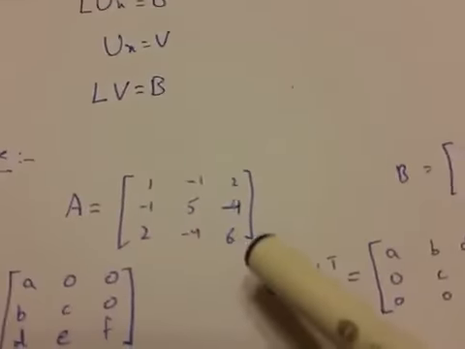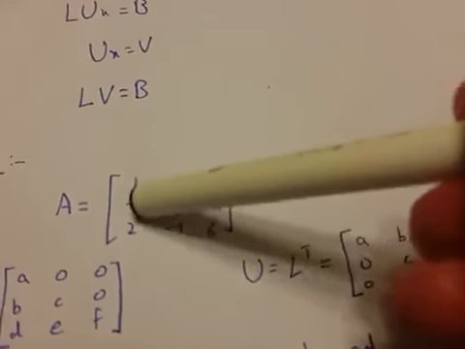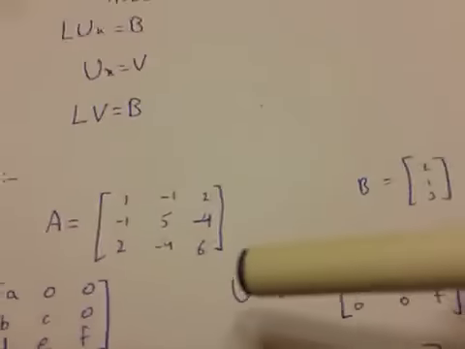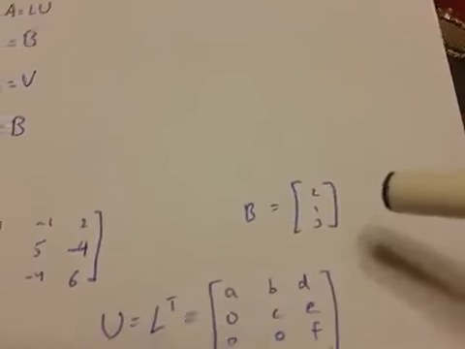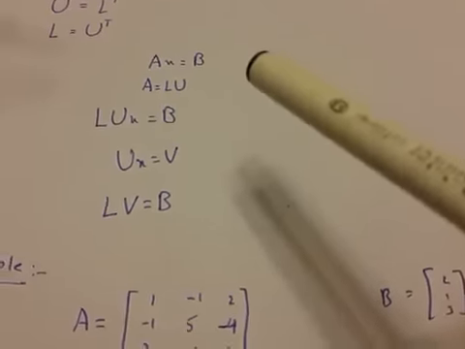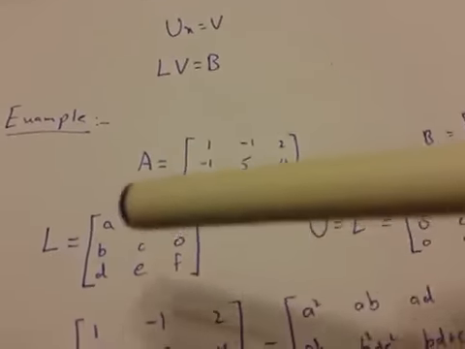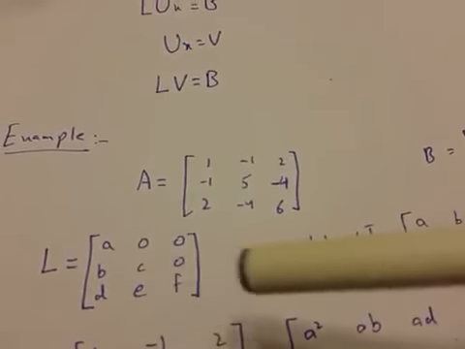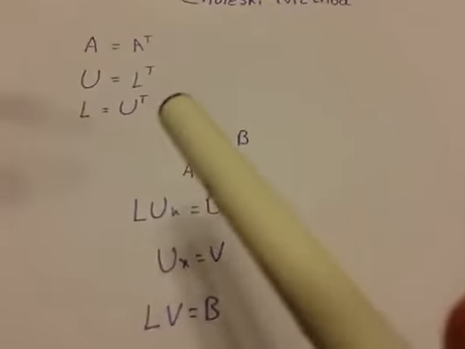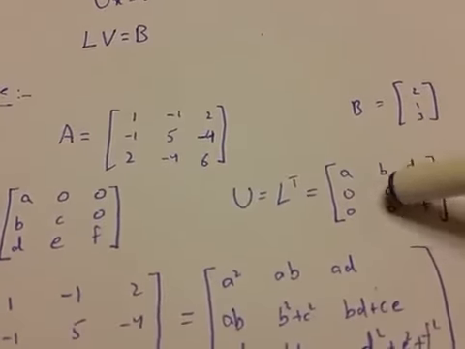In our example, A is equal to this matrix. If you notice, 1 -1 2, 1 -1 2, this matrix is a symmetric matrix, which means A = A transpose. B = [2 1 3]. As you remember, the first step was A = LU. Now L is a lower triangular matrix, so we put variables in L: a, b, c, d, e, f. And since U is the transpose of L, which is a property of symmetric matrices, we just take the transpose and put it here.